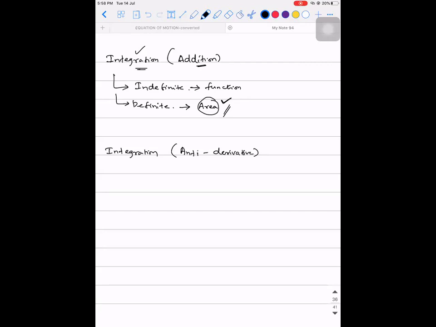I'm repeating it again. If you differentiate a particular function, you get an answer. For example, if I give you a function like y is equal to x square, and I ask you what is dy by dx? 2x. So when you differentiate something, you get an answer. If you integrate this, you should get back x square. That is the meaning. That's why it is called antiderivative.